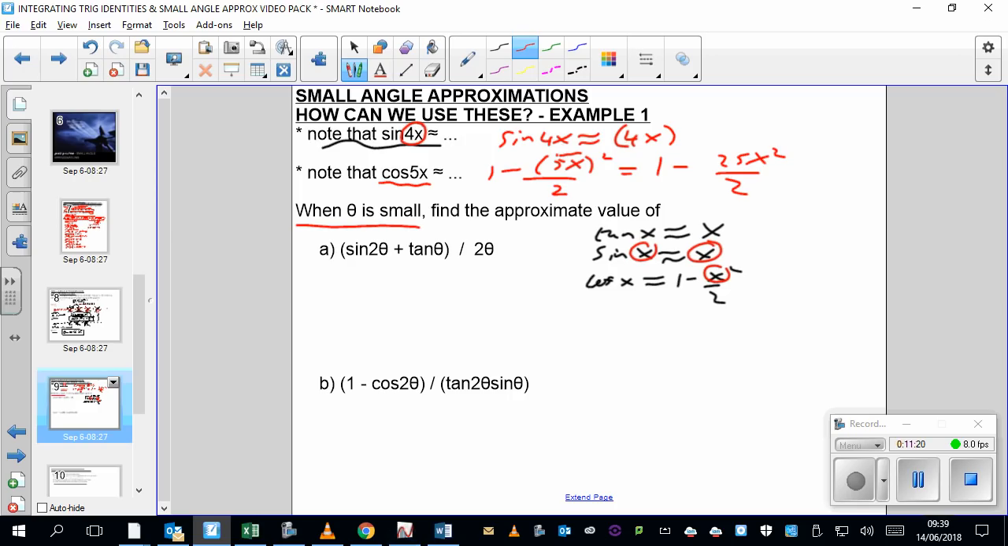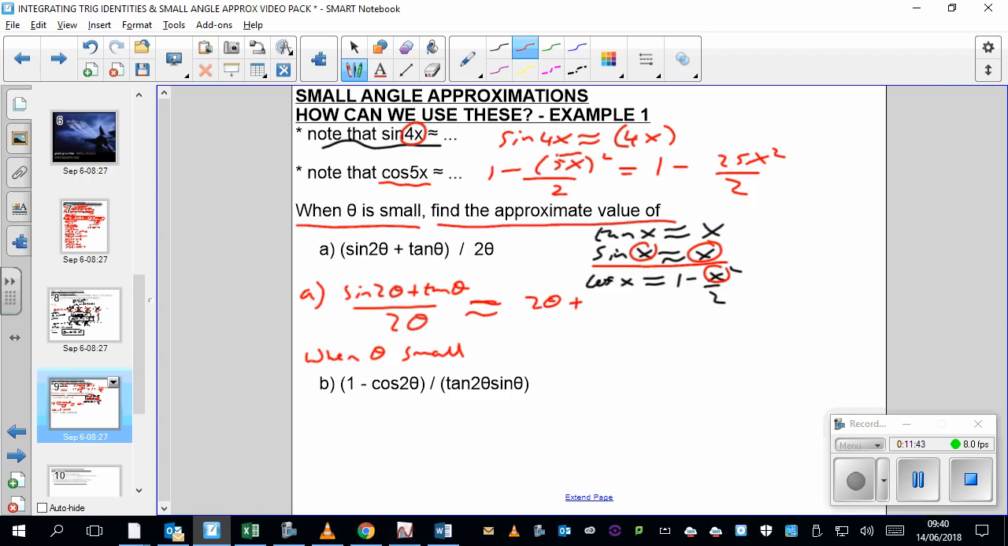So it says when theta is small, find the approximate value of this. This is the kind of question that you're going to get set. So sine 2 theta plus tan theta over 2 theta. So when theta is small, this thing is going to be approximately equal to, well, sine 2 theta is 2 theta. Tan theta is just theta over the denominator, which is 2 theta. So at the moment I've got 3 theta over 2 theta. So this thing is approximately equal to 3 over 2. Okay? So the approximate carries over here.